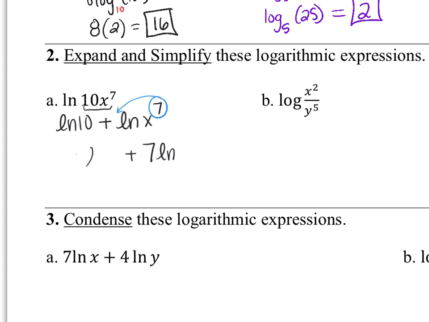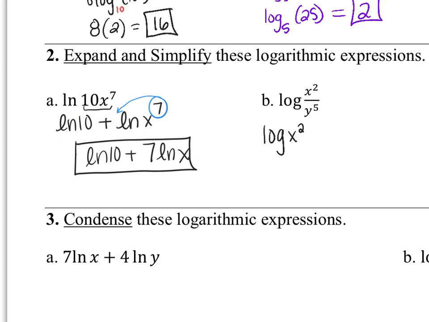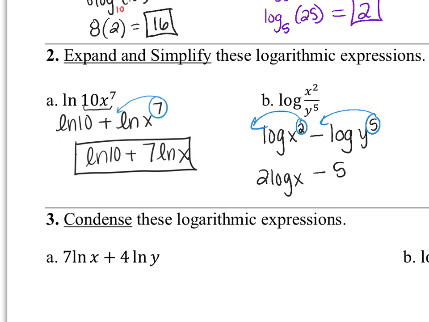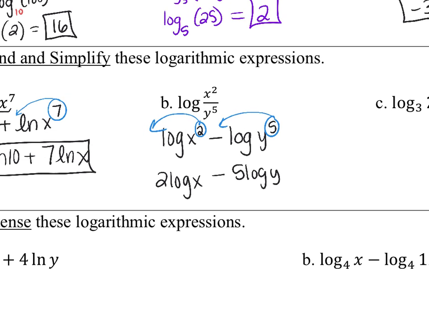Plus natural log of 7, or 7 natural log x. So that's our expanded version. Letter B, I'm going to start by separating these two, log of x squared, because it was division. We will expand using subtraction. So log x squared, log y to the 5th, and then I bring my exponents to the front. So I get 2 log x minus 5 log y.